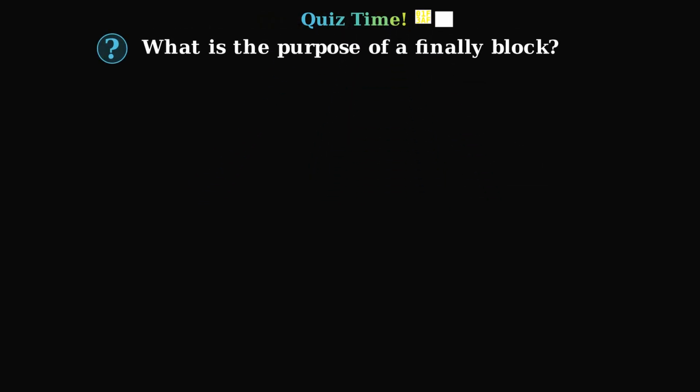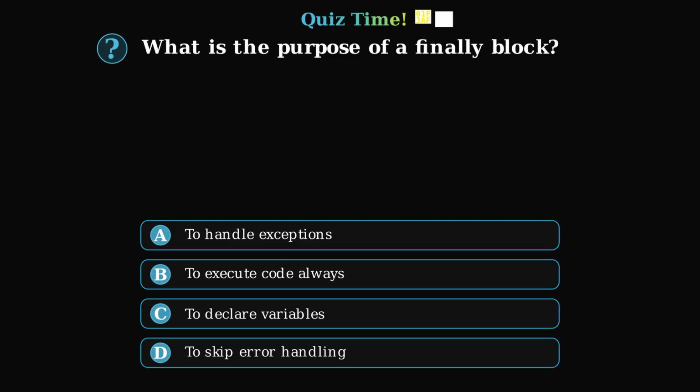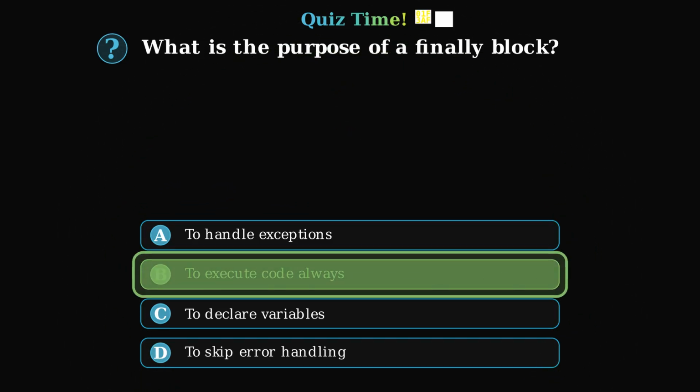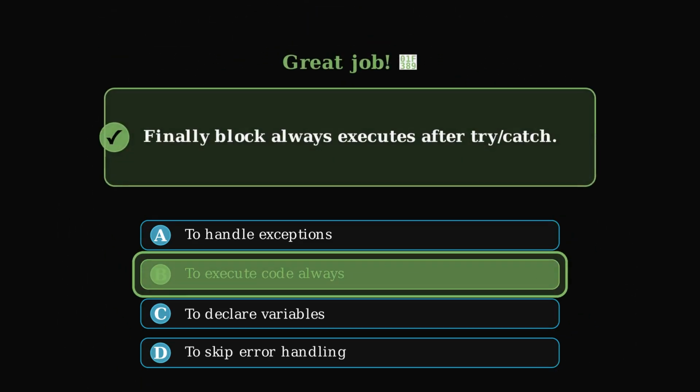Quiz time. Test your understanding. What is the purpose of a finally block? Which one is correct? The correct answer is finally block always executes after try/catch.